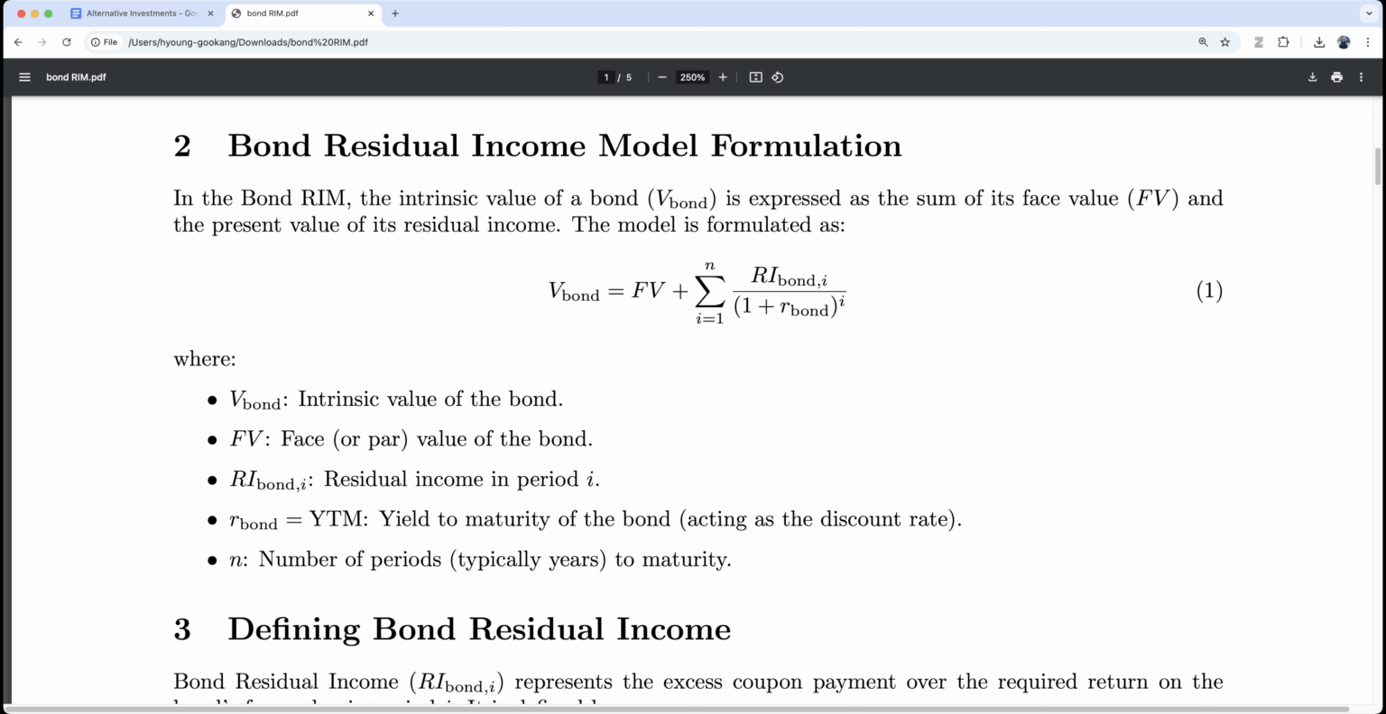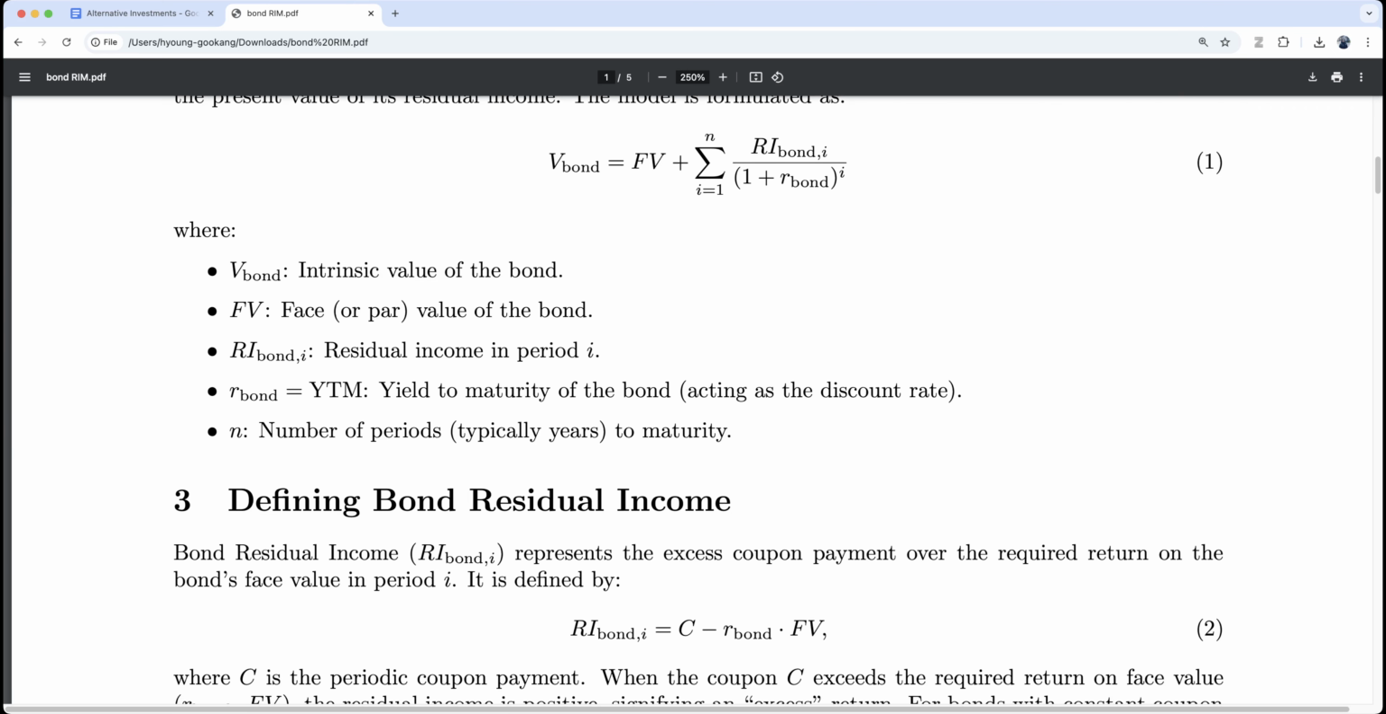In equilibrium, they should be the same. And N is the number of periods, typically years to maturity. Typically, actually, it is biannual, but here for convenience, we assume it is an annual bond. It pays coupon annually. Now we have to define the residual income of the bond.